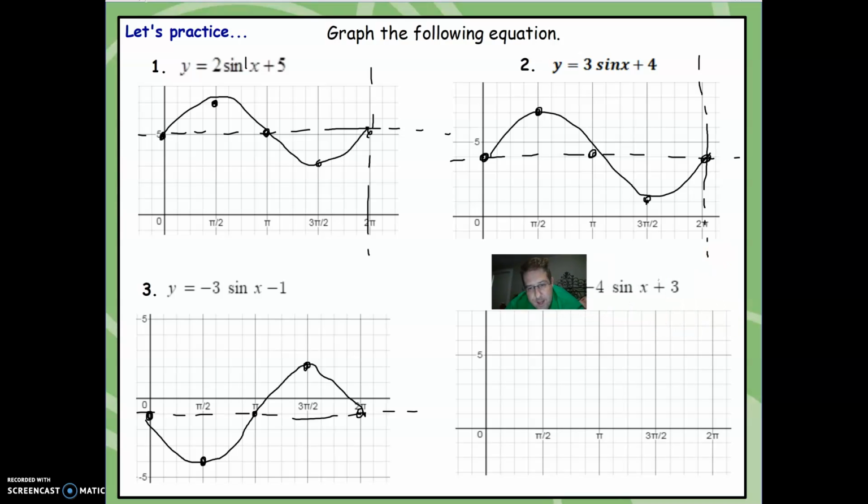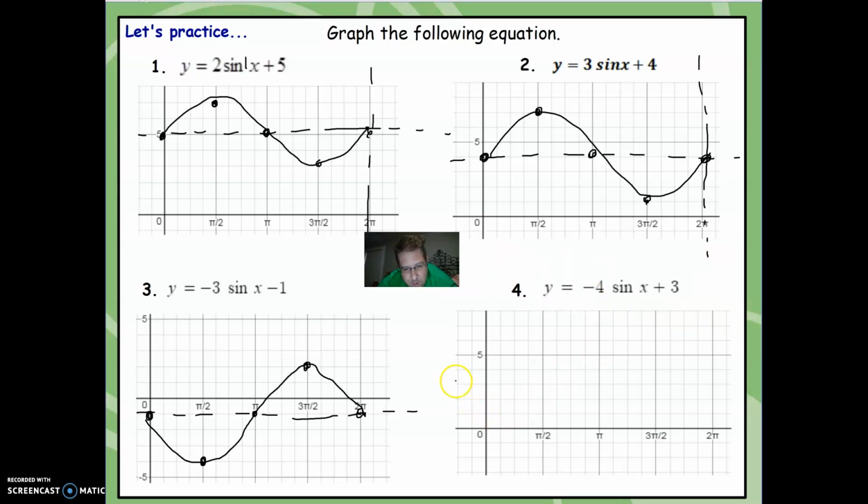This question is done exactly the same. Let me just move myself out of the way. So let's see. Plus 3 is the midline. -4 is, so we know it's sine, so it's going to start right here. It's going to go down 1, 2, 3, 4, back to the midline, up 1, 2, 3, 4, and back to the midline, to complete one full rotation.